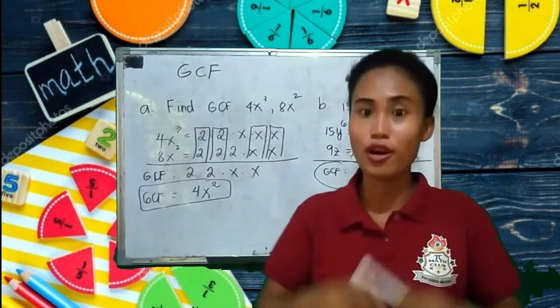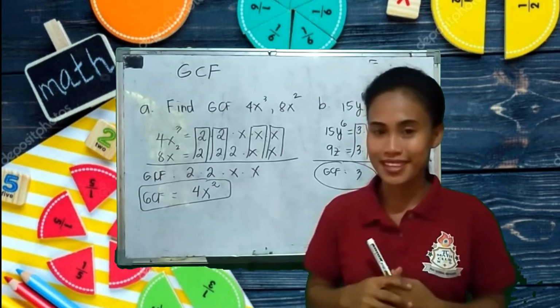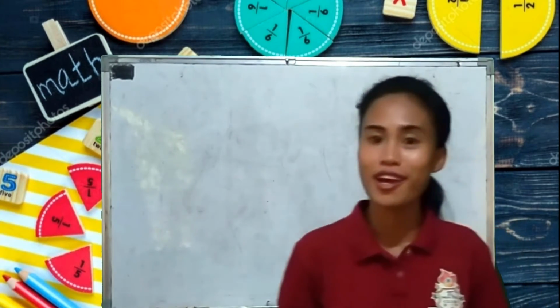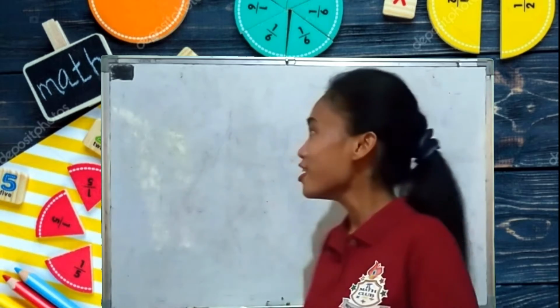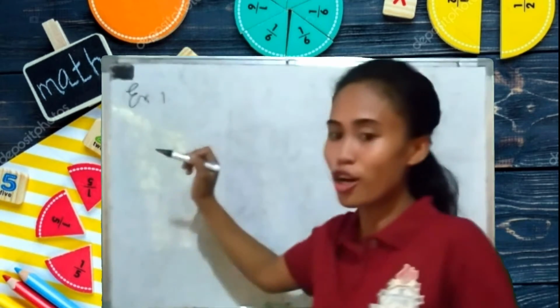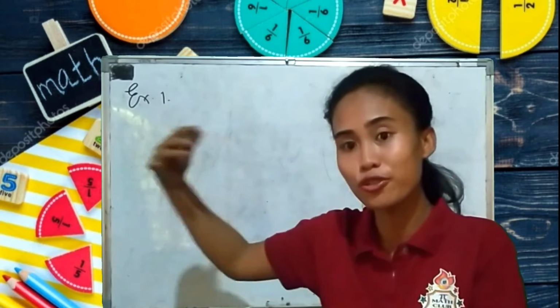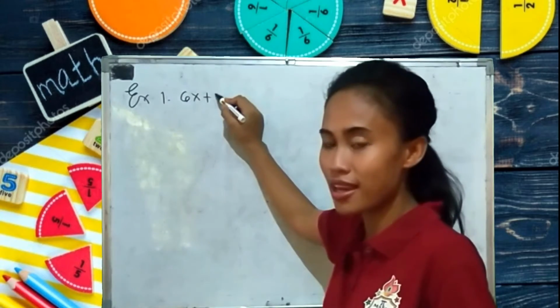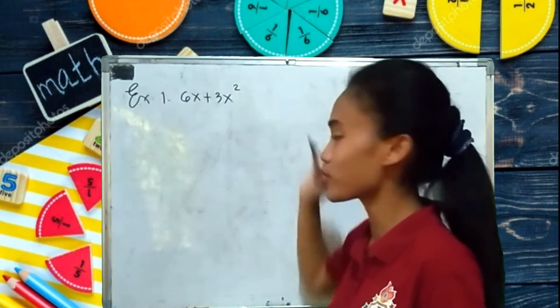Are you ready now for our main topic? Yes, so we proceed to our next. That's it. We are now ready in illustrating or in factoring by the greatest common monomial factor. So example number 1. We are to factor your binomial 6x plus 3x squared.